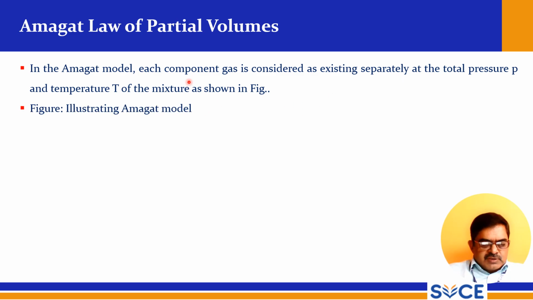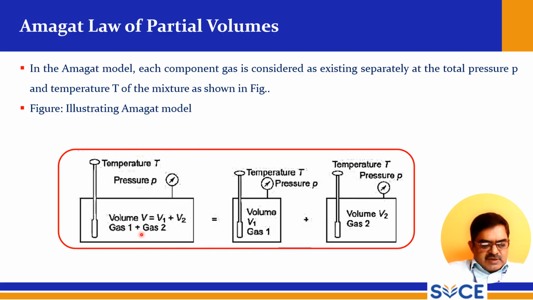I will show you this figure. So this is Amagat's law. Here the total volume is equal to V1 plus V2, that is gas 1 plus gas 2, at the measured pressure and temperature. Once you measure separately for each gas, that will be equal to the total volume only. If you have V1 separately and V2 separately, and if you mix both, that gives you the total volume. So here also the partial volumes exist.